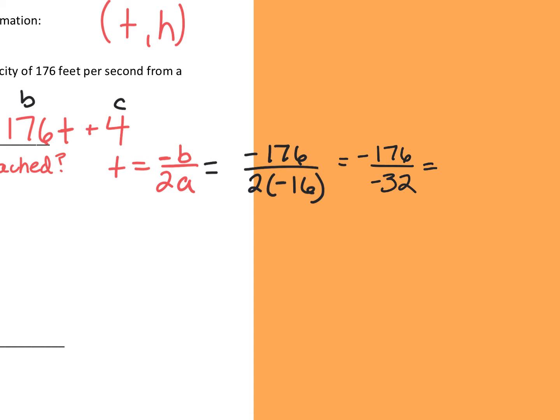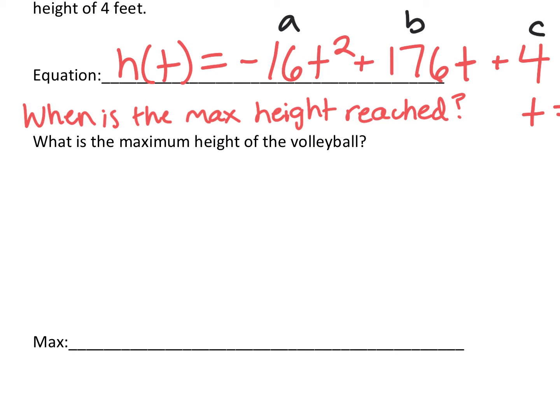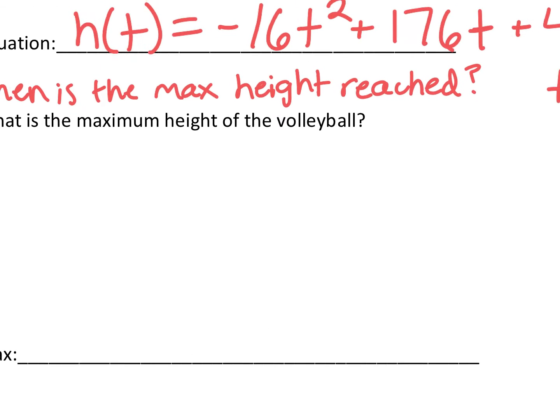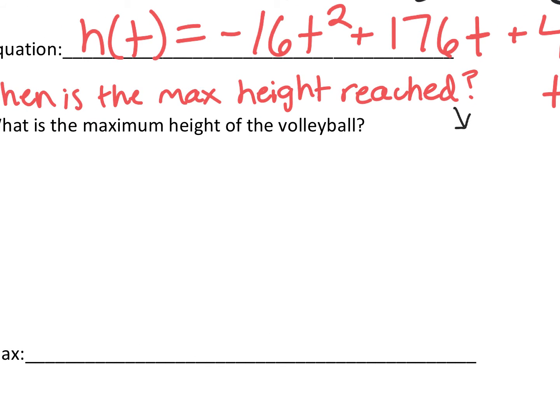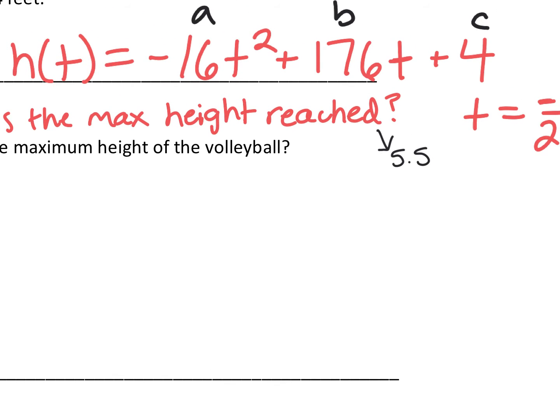What'd you get, Rachel? 5.5. Raise your hand if you got 5.5. Cool. If you did not, please wake up. That is the right answer. Anybody type it into their calculator wrong, though? Okay, cool. So when is the max height reached? It would be 5.5 what? If it's time, seconds, you got it.